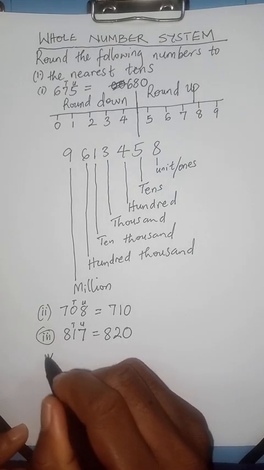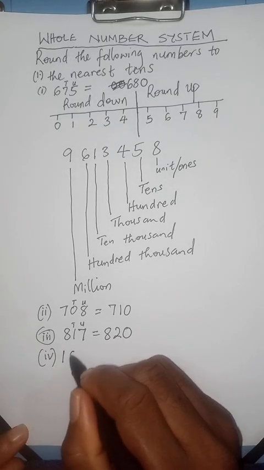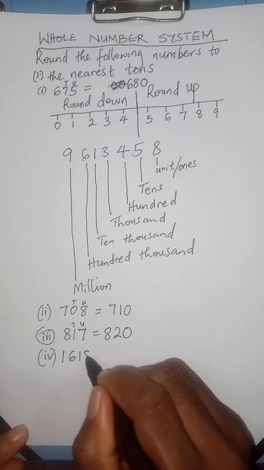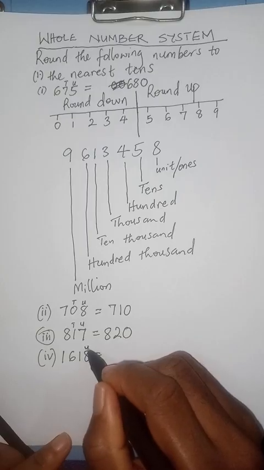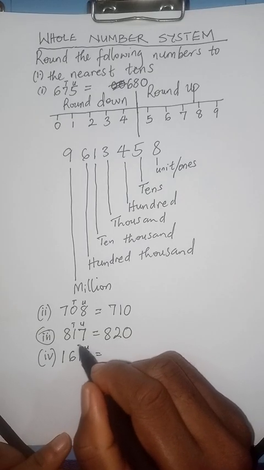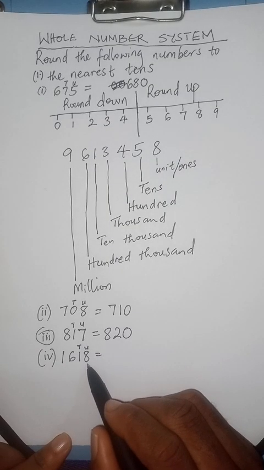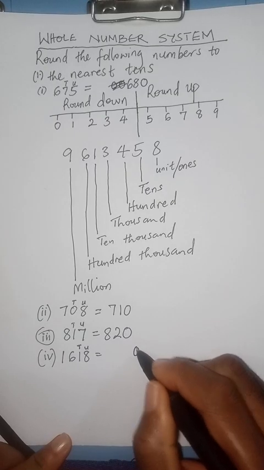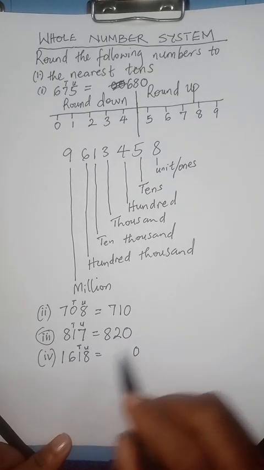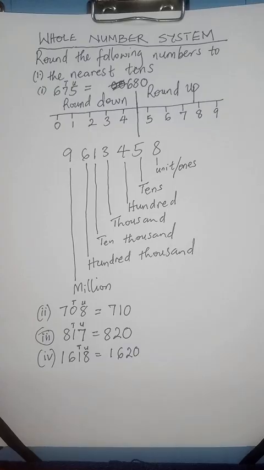Number 4. I could have 1,618. And the question says round to the nearest tens. Again, I'll only define my units or my ones and my tens. So what do I do here? I round up because the unit is greater than 4. So convert it to 0 first. And rounding up, you add 1 to the tens. 1 plus 1 is 2. You have 6, 1, so 1,620.